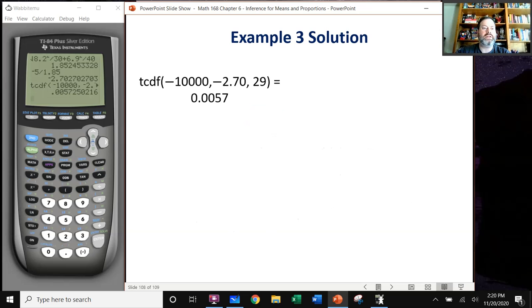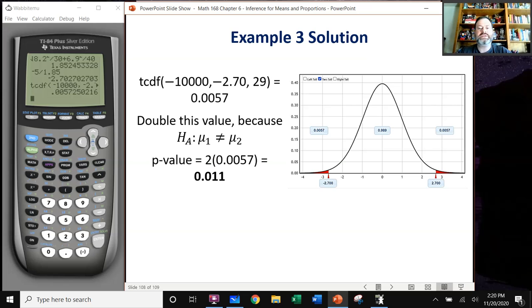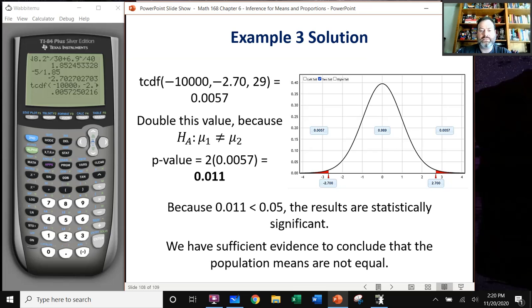Type in everything exactly the way it looks. You get 0.0057. Again, I'm keeping a couple extra decimals here because I want to round it. I want to double it. So we have a two-tailed alternative hypothesis. So I just multiply by 2 and I get 0.011. And you can see StatKey gives us the same answer. Because this is a small p-value, this is statistically significant, which gives us sufficient evidence to conclude the population means are not equal.